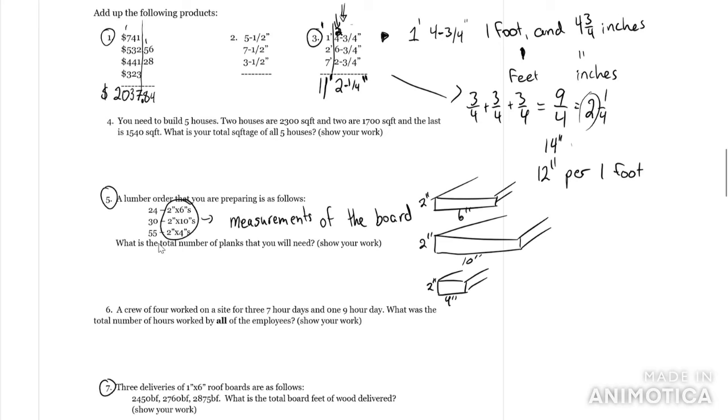The question is, what is the total number of planks that you'll need? Show your work. So in each of those cases, it tells us what the plank looks like, but that's a little bit of misinformation, because we're saying we're ordering 24 2x6s, 30 2x10s, and 55 2x4s, and we're just concerned with the total number of boards in total. So what this question is actually asking us to do is go 24 plus 30 plus 55 equals, doing this quickly, 85, 109 boards.